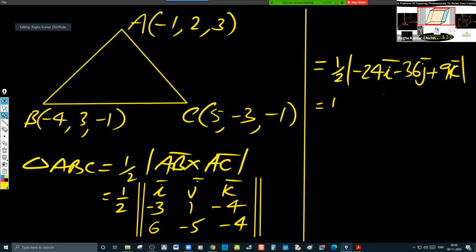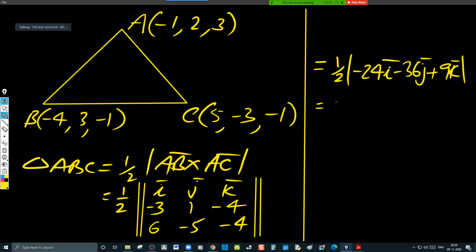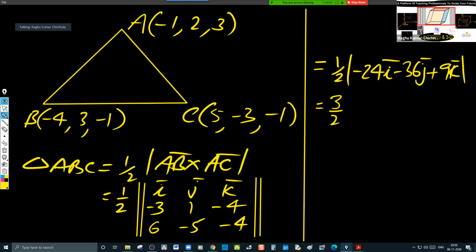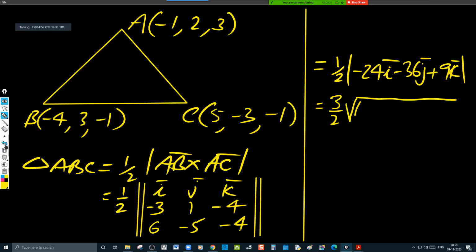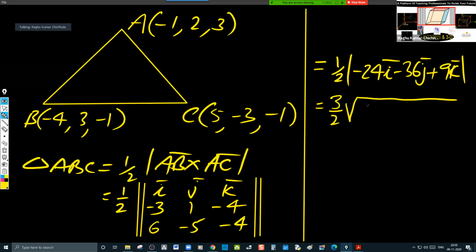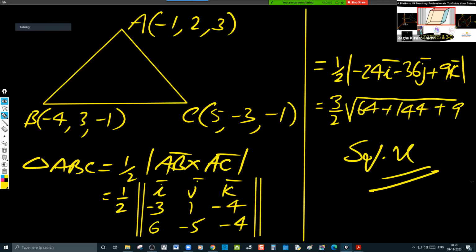Is there anything common we can get here? 3 can be taken common, no? Yes, sir. If you take 3 common, this becomes 12, 12 square is 144. If you take 3 common here, this is 8, 8 square means 64. And 12 square is 144, and 3 square is 9. This is the answer, in square units. See the comparison to find out the area of the triangle in three-dimensional geometry.